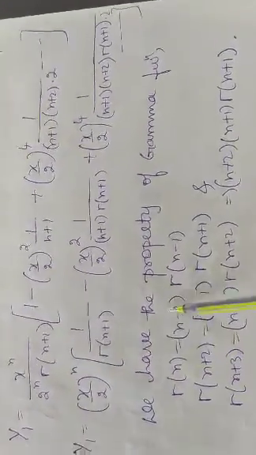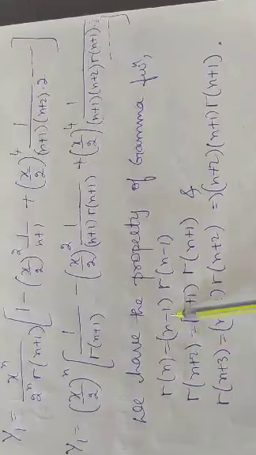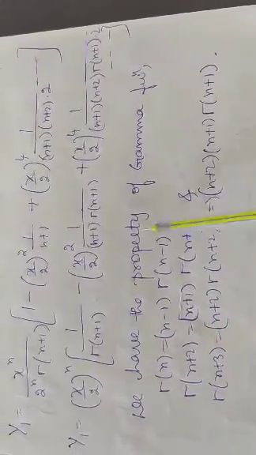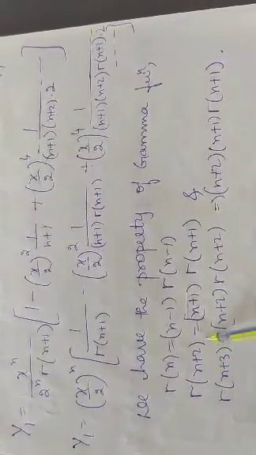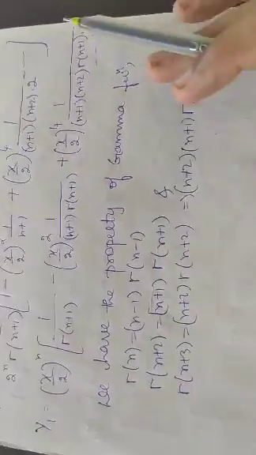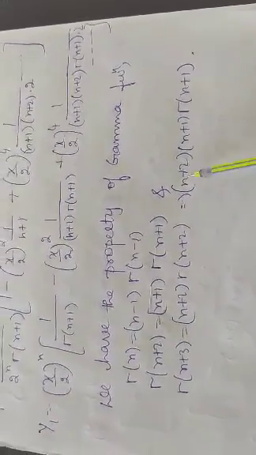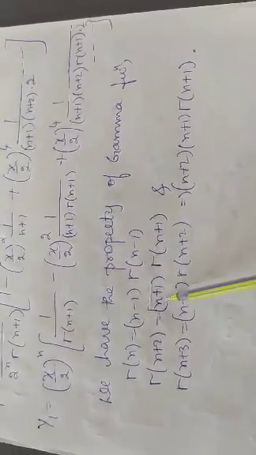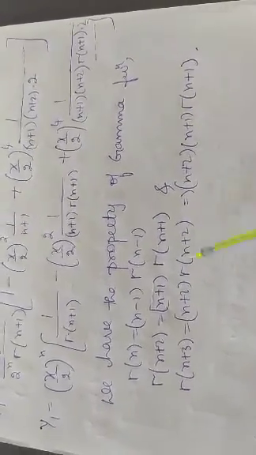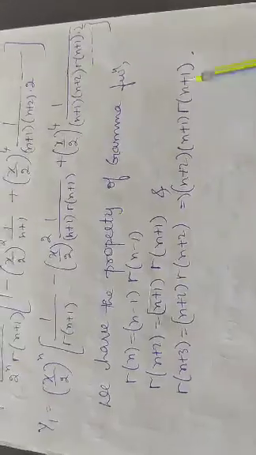Now I am using the gamma function property. So what is gamma of n? It is n minus 1 gamma of n minus 1. And what is gamma of n plus 2? It is n plus 1 gamma of n plus 1. And what is gamma of n plus 3? It is n plus 2 gamma of n plus 2. But what is gamma of n plus 2? It is n plus 1 gamma of n plus 1.